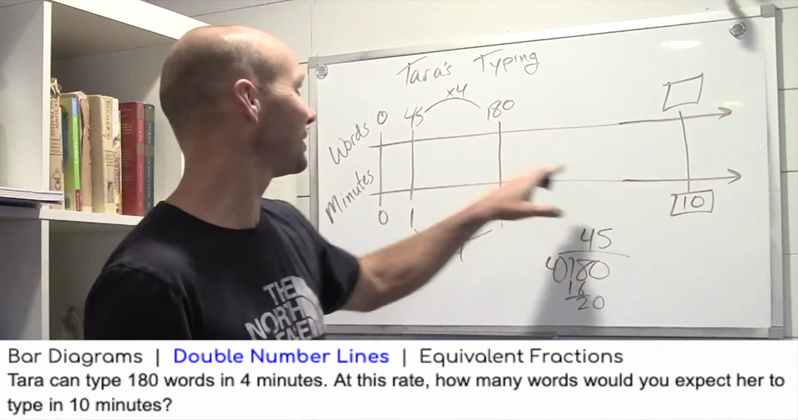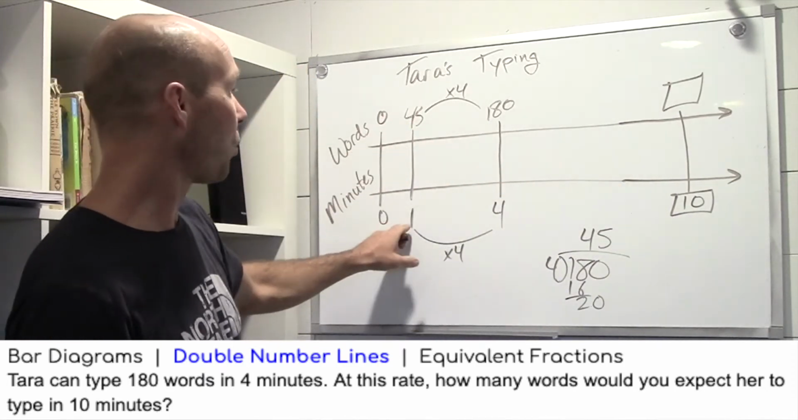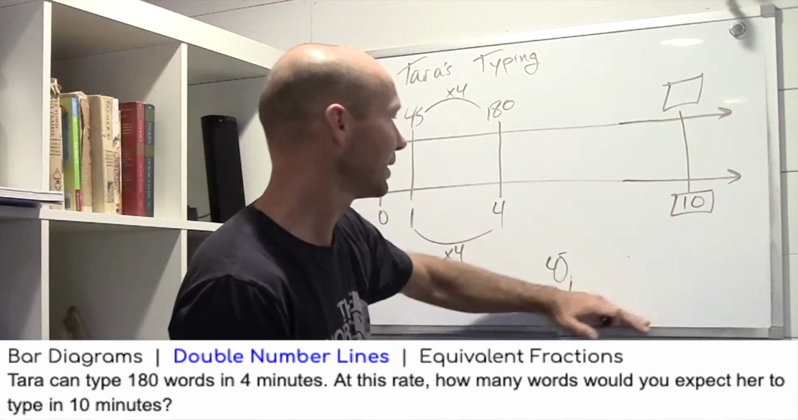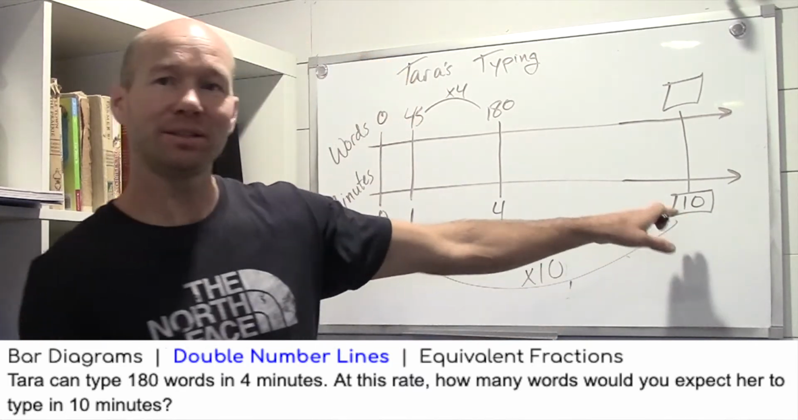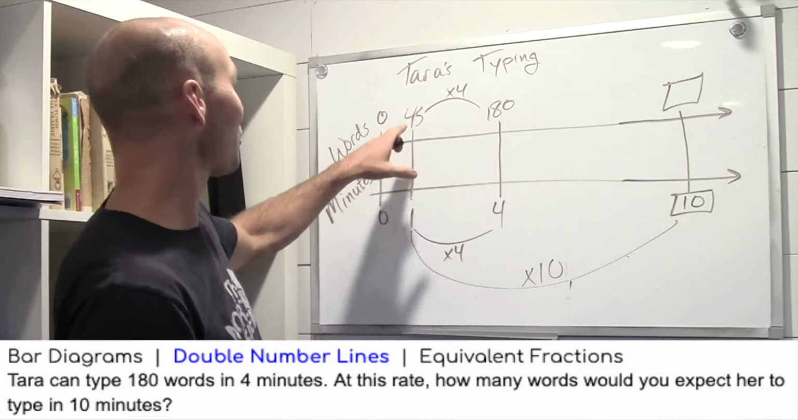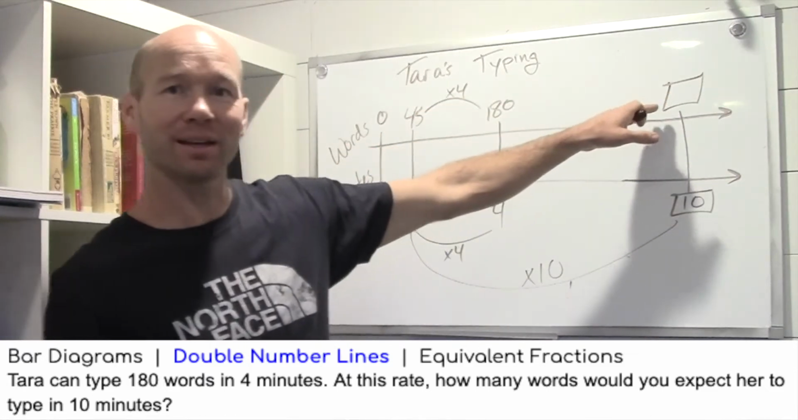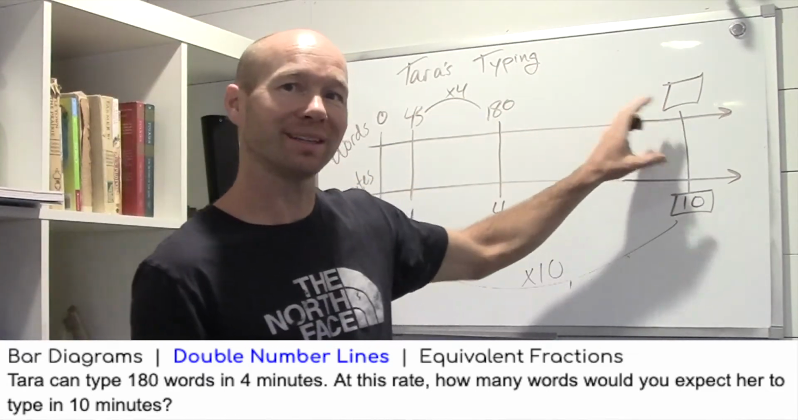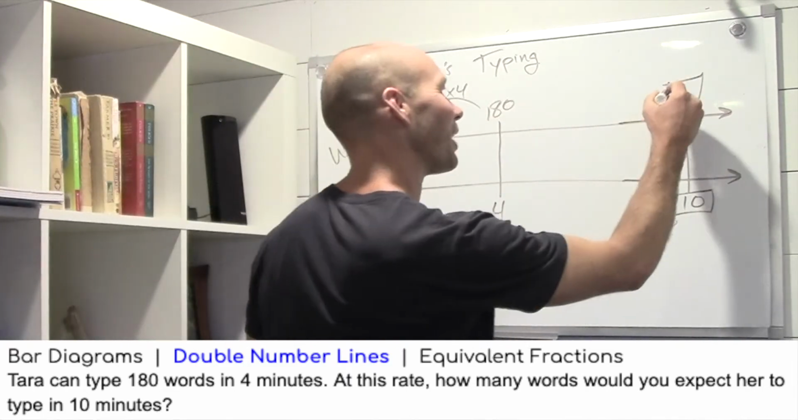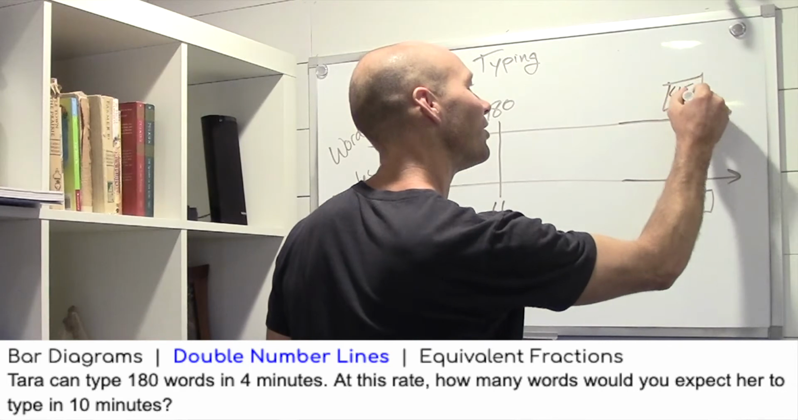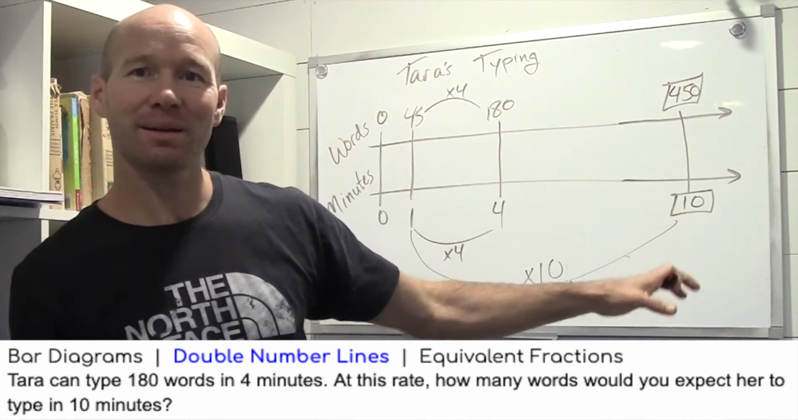Well, that makes it pretty easy because 1 times 10 is equal to 10. So therefore, 45 times 10 is going to be the number of words she does in 10 minutes. What's 45 times 10? Yeah, pretty easy math. 450 words in 10 minutes.